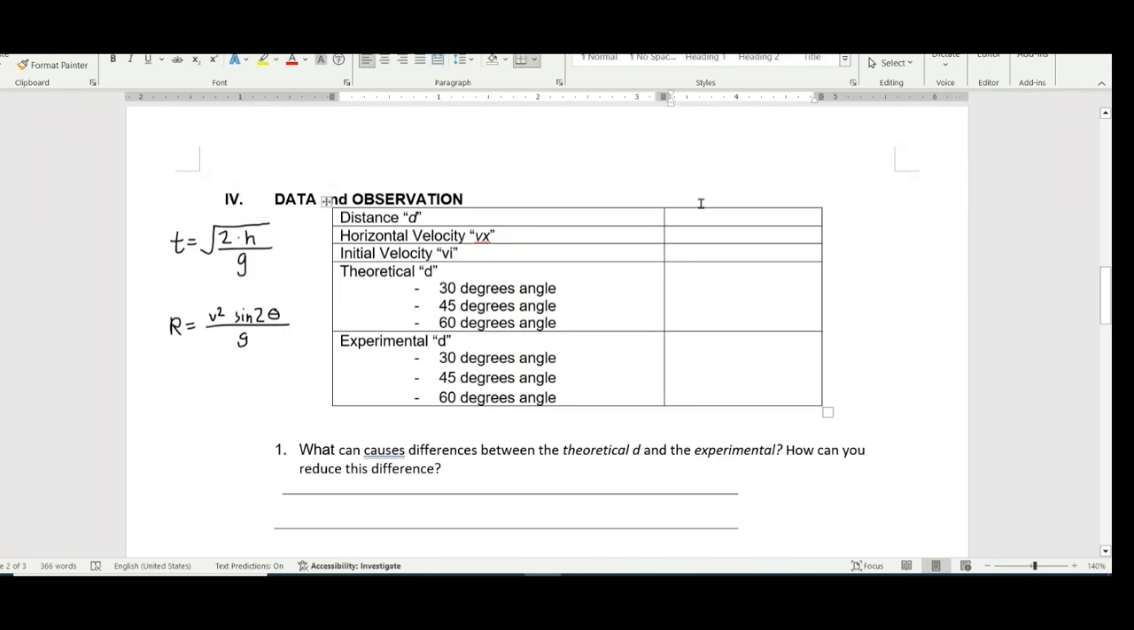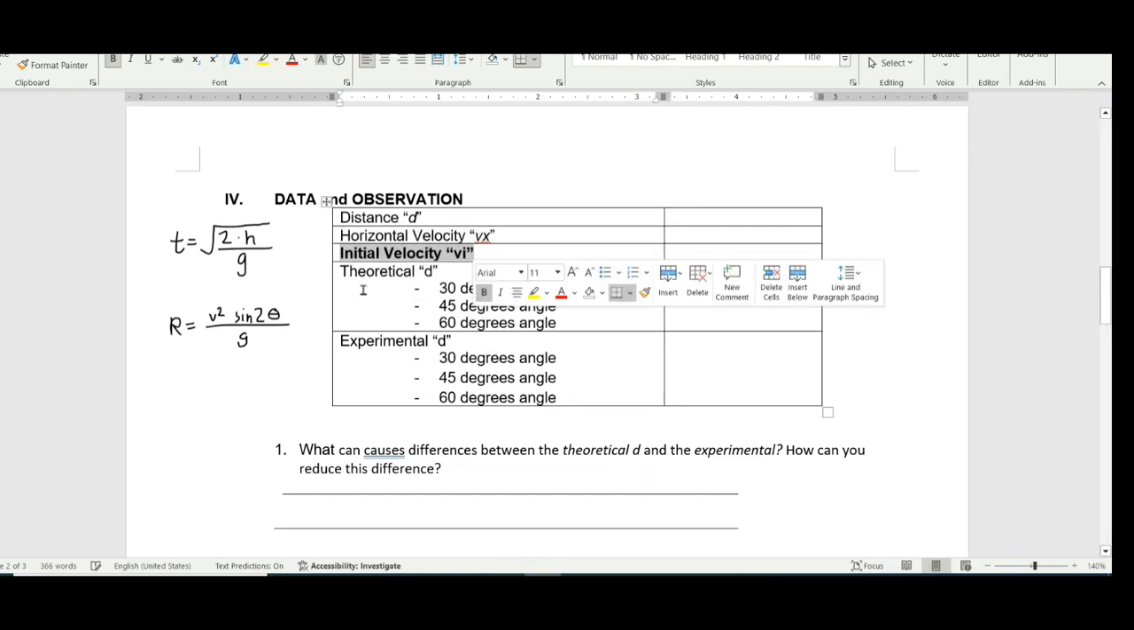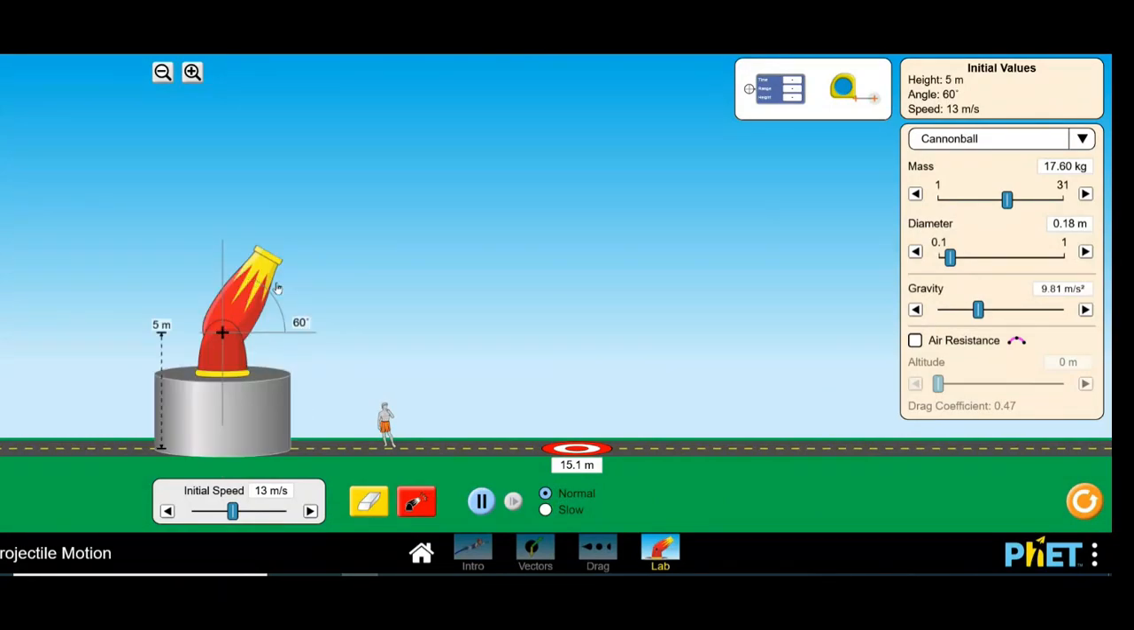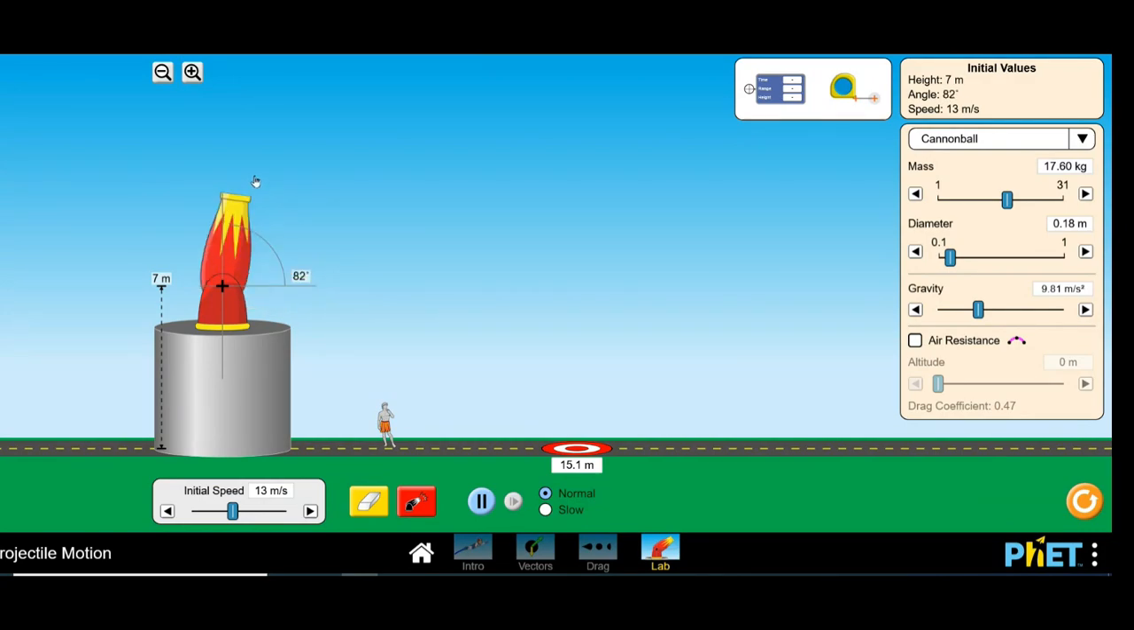In your data and observation, this video will help you find the data that you need to gather: the distance, the horizontal velocity, initial velocity, and theoretical distance. As you recall, last time you brought spray bottles to class. Since I cannot video properly, I'll be using a simulator instead. You can think of this cannon as your spray bottle.